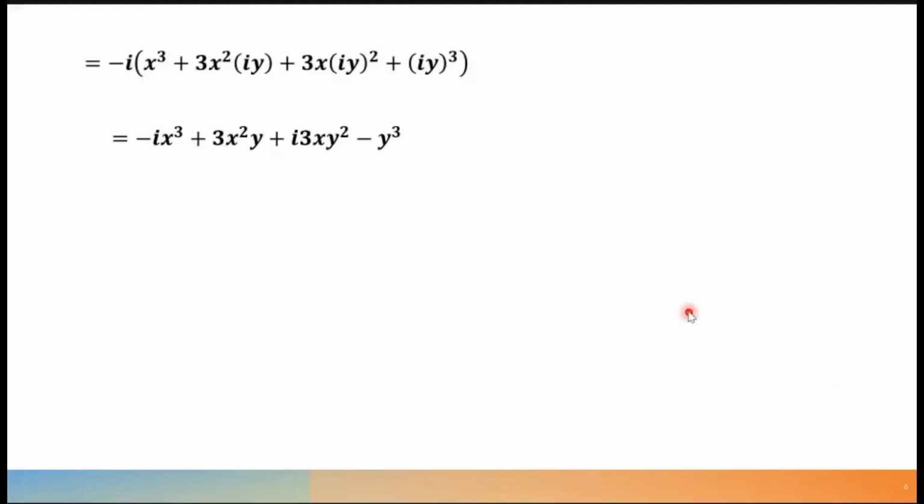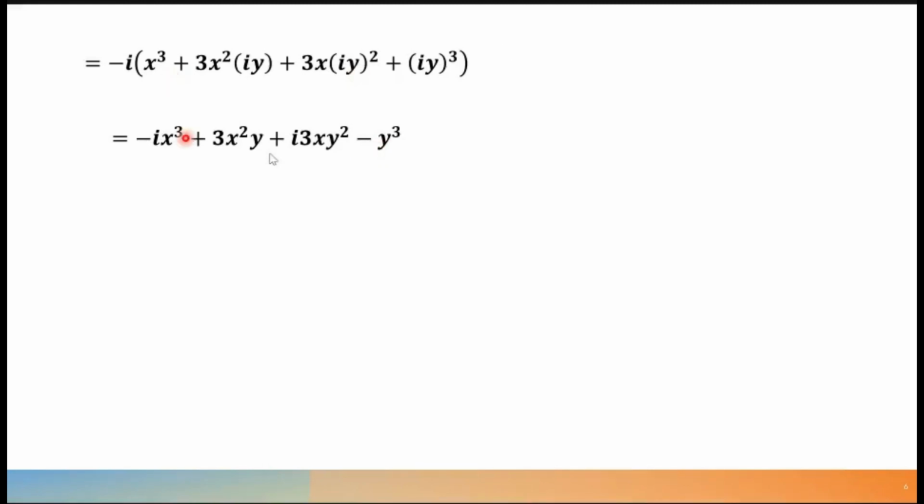I have simplified here. So minus i into x cube will be minus i x cube. Now here minus i into i, so minus i into i will become minus i square. Minus i square is plus 1. So plus 3x square y plus, यहाँ पे हो जाता है i square. i square is minus 1 into minus i, that is plus i. Here we will get i cube. i cube into minus i, that is minus i raised to 4. i raised to 4 is 1. So this minus sign will be minus y cube.